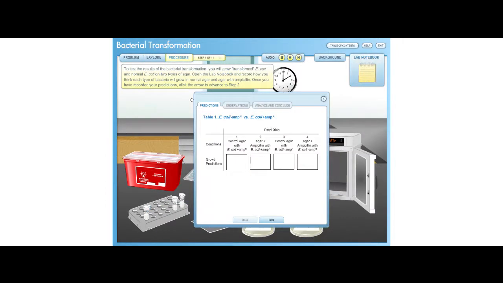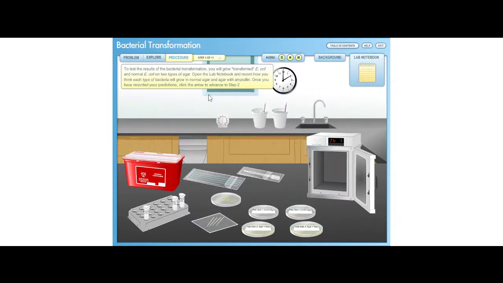Okay, then you're going to click on to your procedure, and this gives you step by step. Just like your predictions you did, you're just going to do again. So you can just type lawn, colonies, etc. Then once you've done that, you need to go through and get up to step 4.